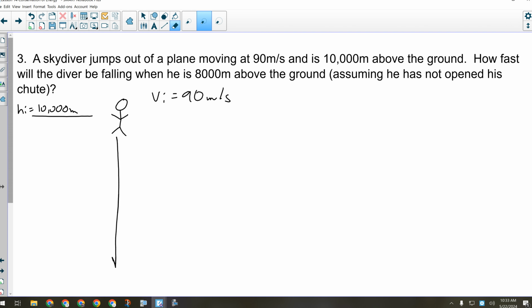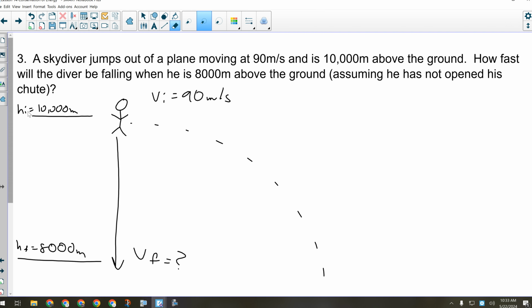We know that they're going to do this. Actually, they're going to do this. That's the trajectory that all things that fall out of a plane follow. But okay, we're just going to simplify it and say this. We know that a little while later, they are at a height of 8,000 meters. So that would be their final height. And we are looking for their final speed. Everyone okay with the givens?